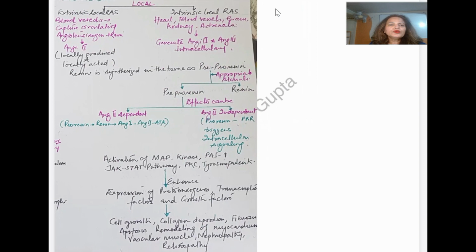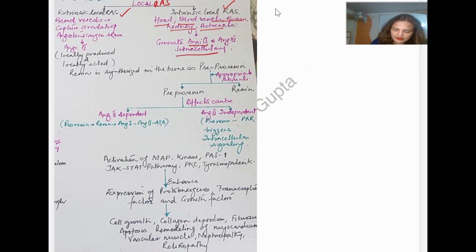Now coming to the local RAAS. There is extrinsic and intrinsic. I am not going to go into detail. You can watch my previous video. So the intrinsic, which is present within the cell, that is heart, blood vessel, kidney, adrenals, they are going to generate angiotensin 2 within the cell.